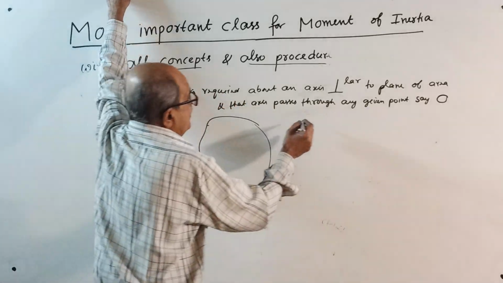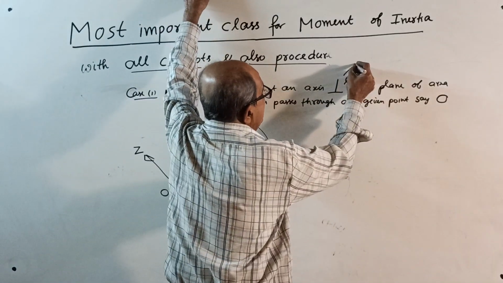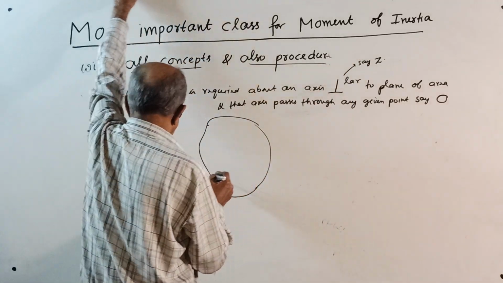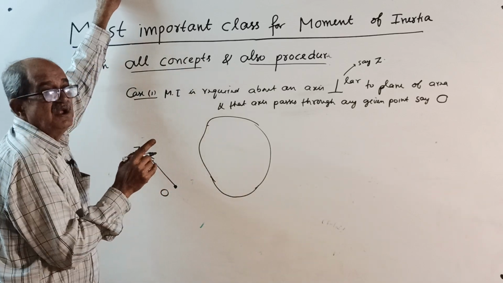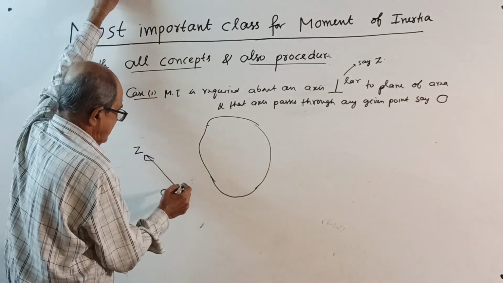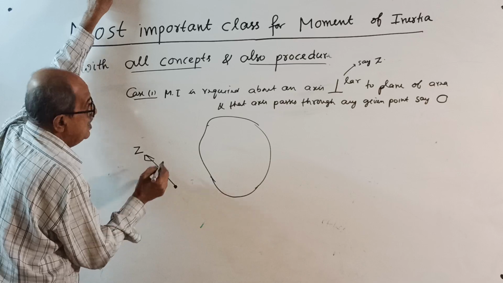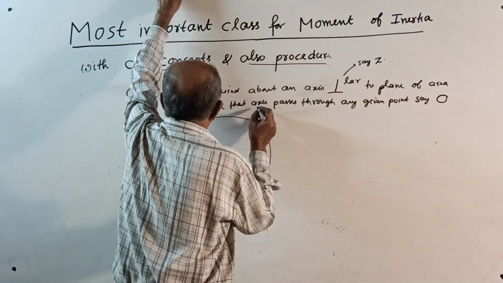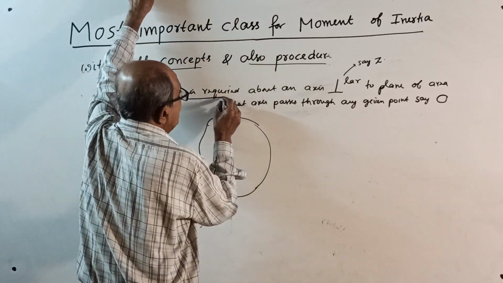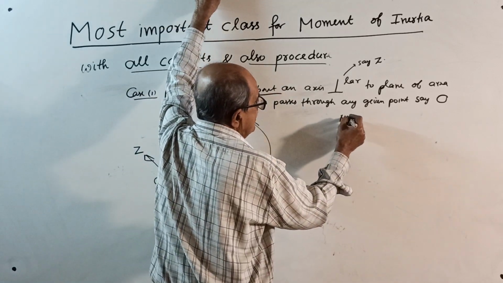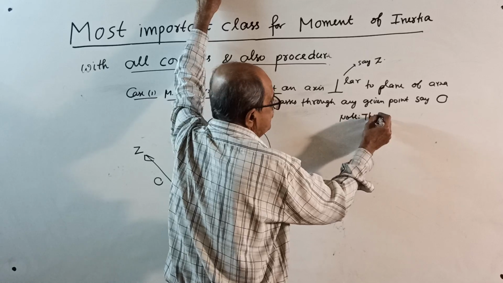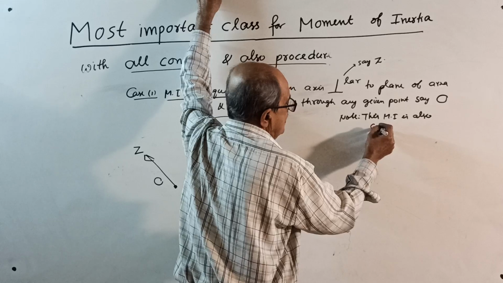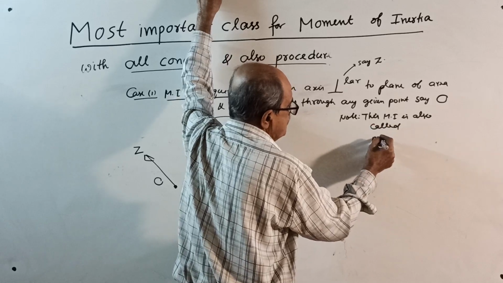Say Z direction, here, say OZ. It is not passing through centroid. Then what you do? Make a note here. This moment of inertia, required about an axis perpendicular to the area, is also called polar moment of inertia.